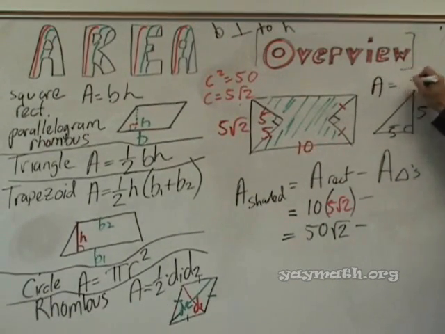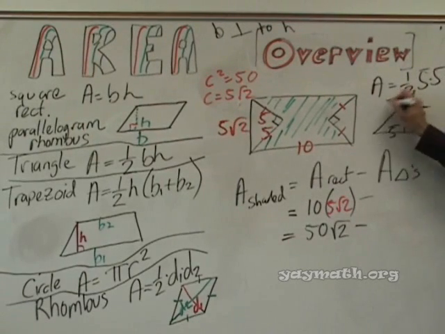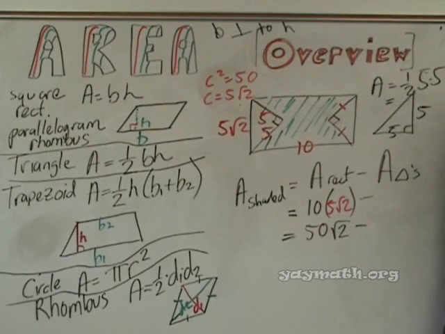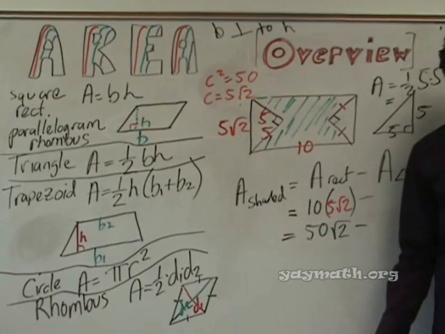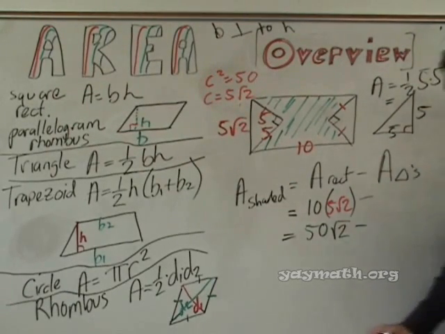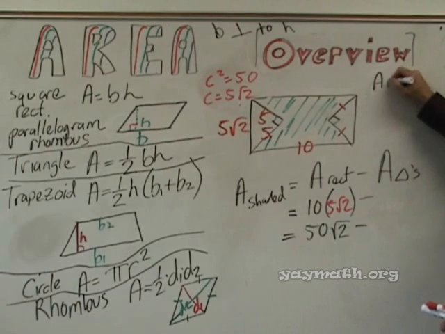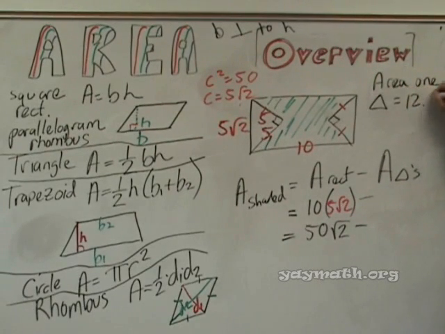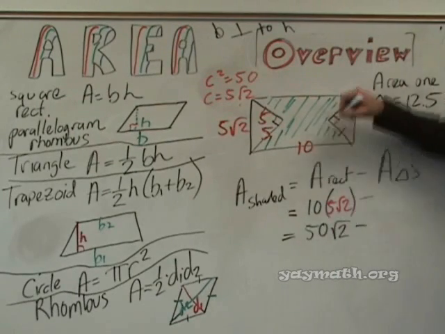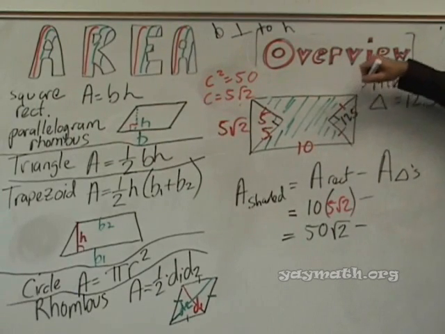Area of this one triangle equals 1/2 times 5 times 5. 5 times 5 is 25. 25 over 2 is 12.5, right? Times 2 is 25. No, it's 12.5. Area of one triangle equals 12.5. Questions about the area of one triangle being 12.5?